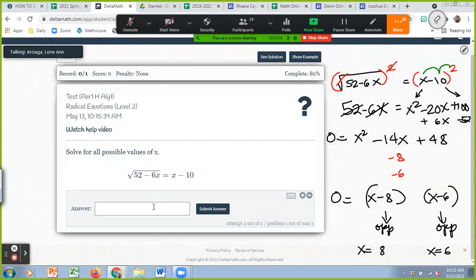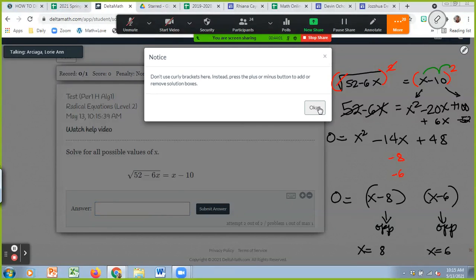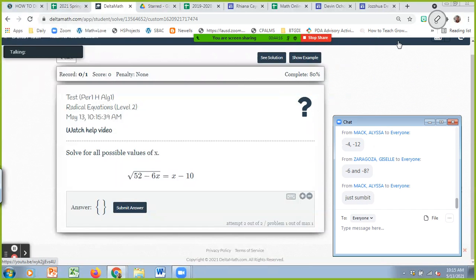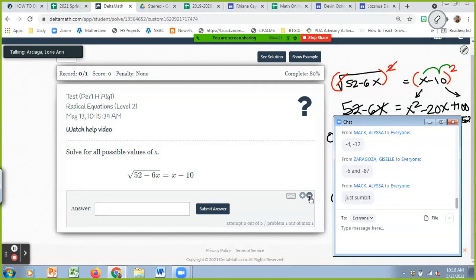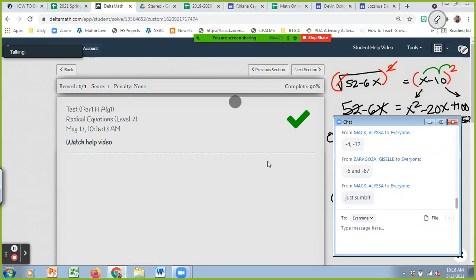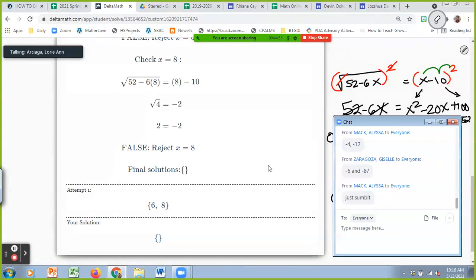So I put a bracket, and press the plus or minus button to add or remove a solution. Just submit. I didn't know you could use this one. If you put plus, it gives you an answer. If you put minus, yeah. Okay. Submit. There you go. I learned something new.